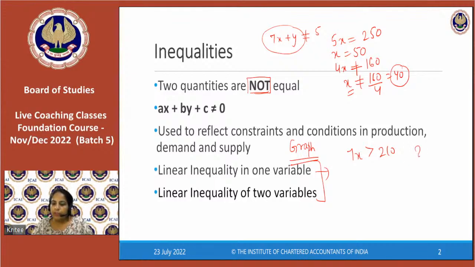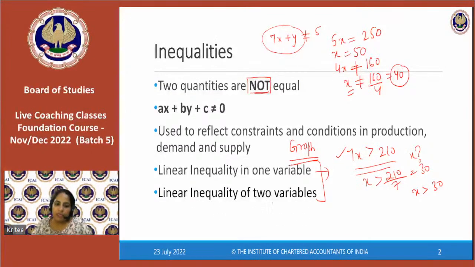What should be the value of x that satisfies 7x greater than 210? Taking the 7 to the other side, x is greater than 30. No value of x less than 30 will satisfy this condition.